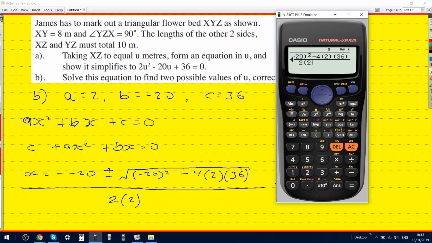Did you close all your brackets? I'll try again. So 20 plus square root of minus 688 over 4 equals, yeah, math error. You shouldn't be getting a minus square root. It should be minus. What is minus?